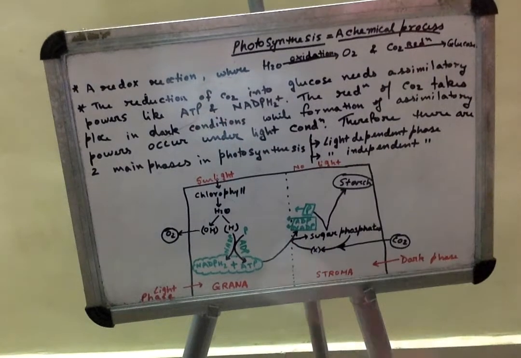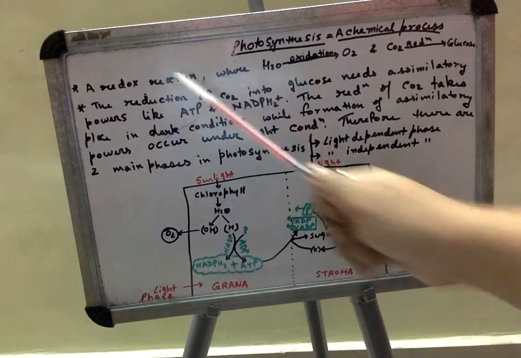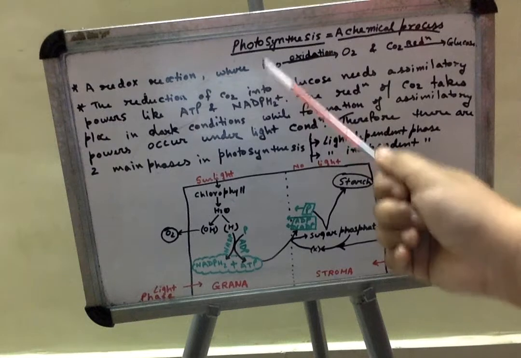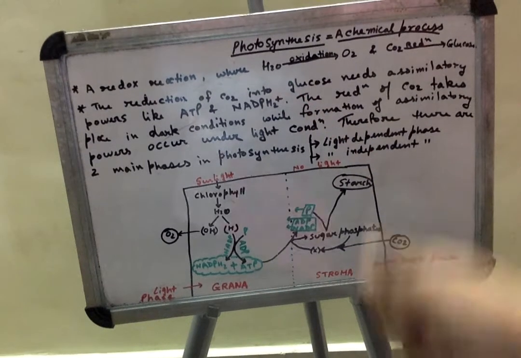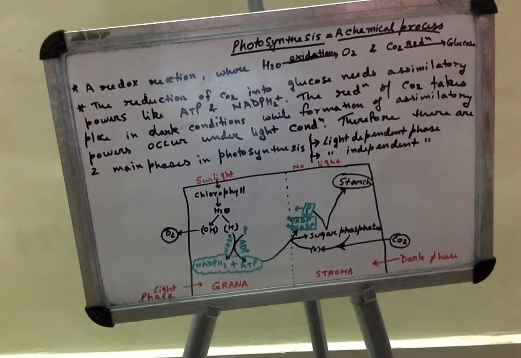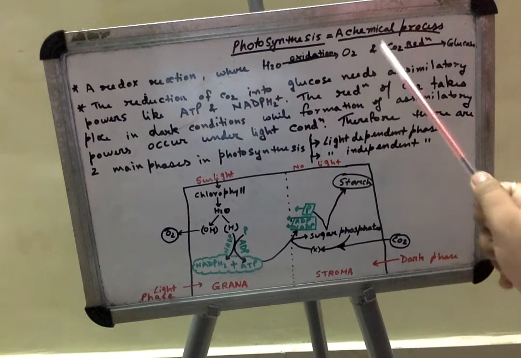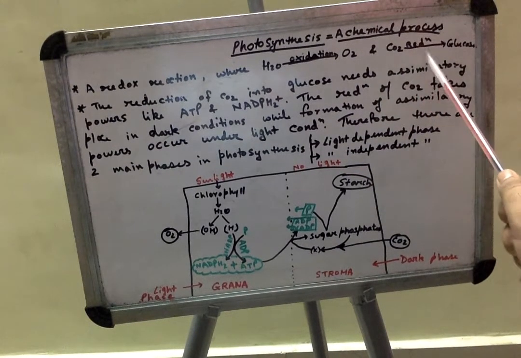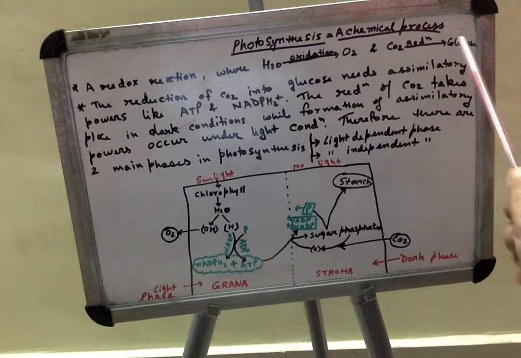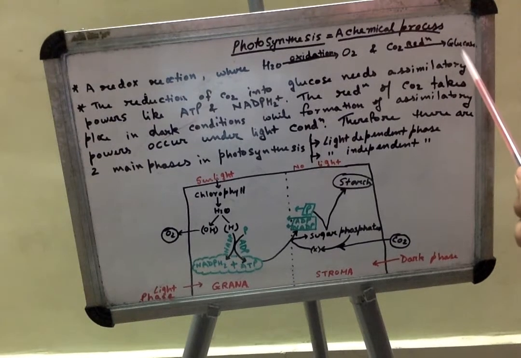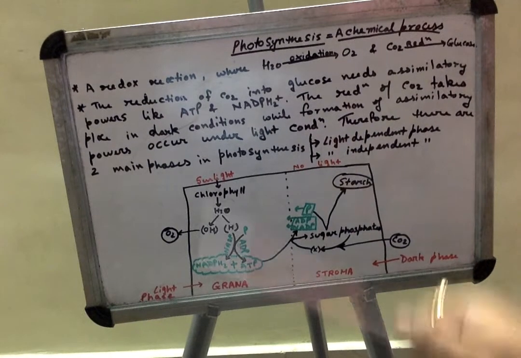Why redox? I have already defined this point before: it is a redox reaction because water undergoes oxidation, that is removal of hydrogen atom or removal of electrons to produce oxygen, and carbon dioxide undergoes reduction, or addition of hydrogen atom or electrons, to produce glucose or carbohydrate.